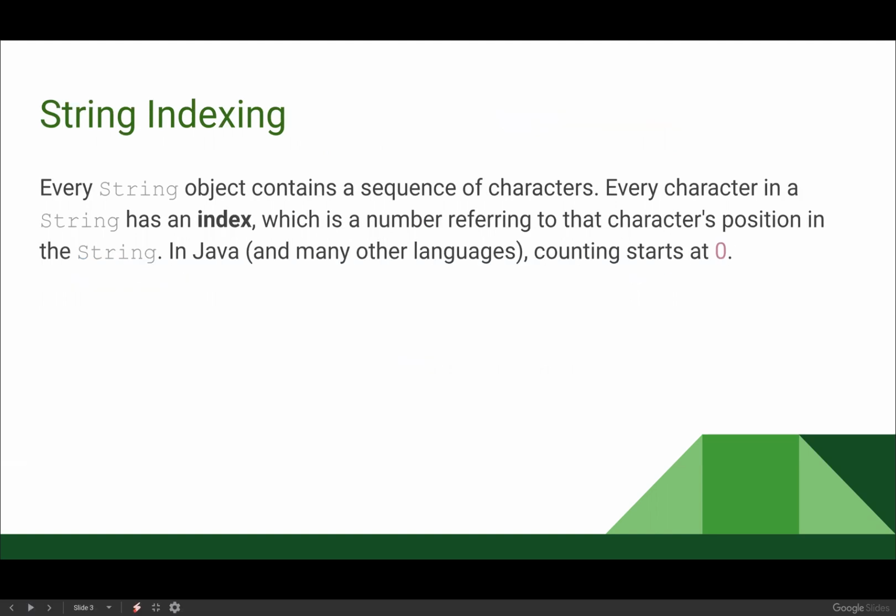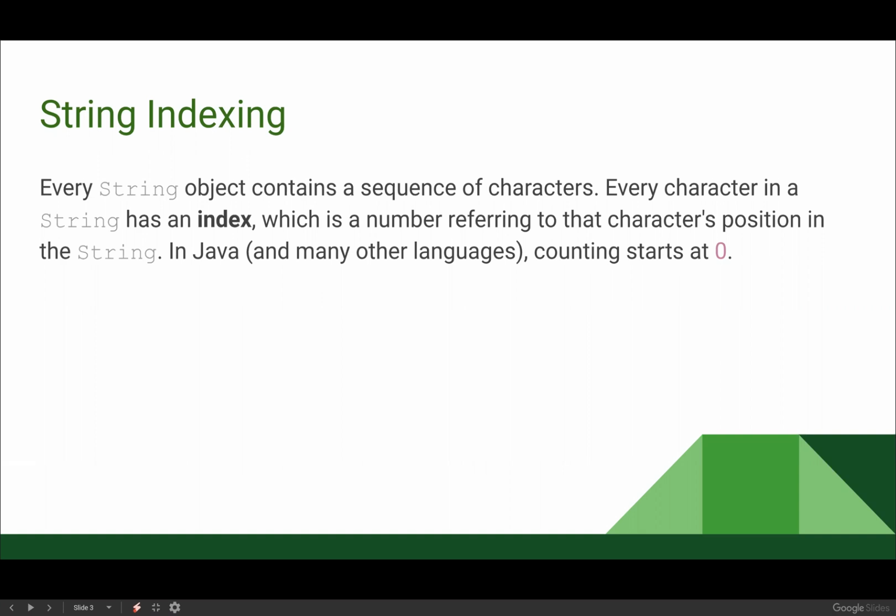So an important piece of information when we're working with strings is knowing that each string object, every string that we make, contains a sequence of characters. That's how you make a string. And every character in a string has what's called an index. And the index of a character is going to be a number referring to where in the string that character can be found. It's its position in the string.